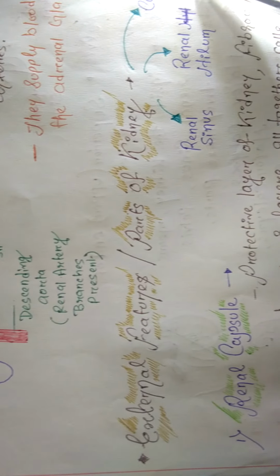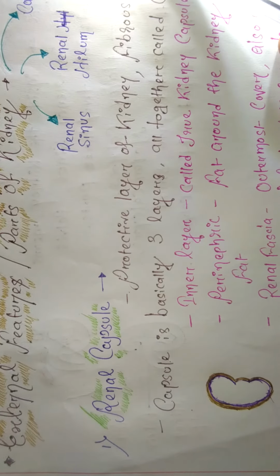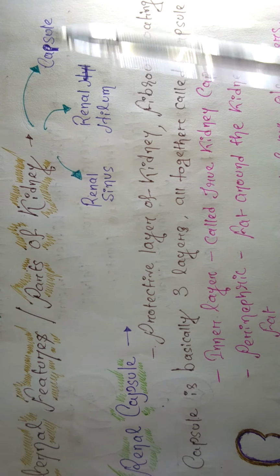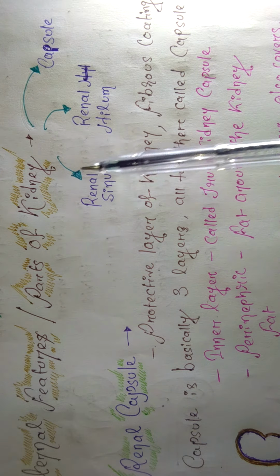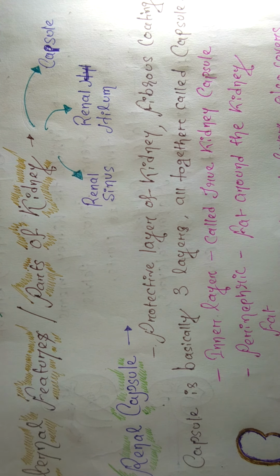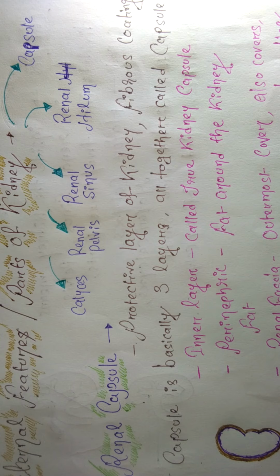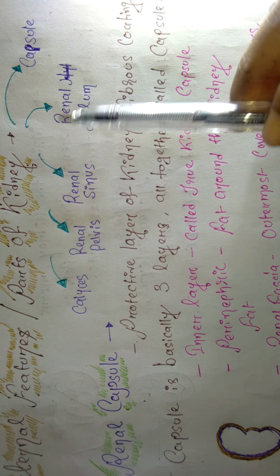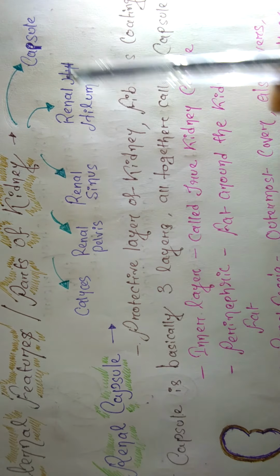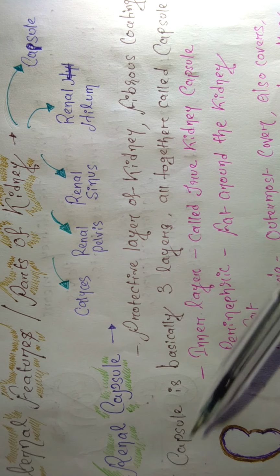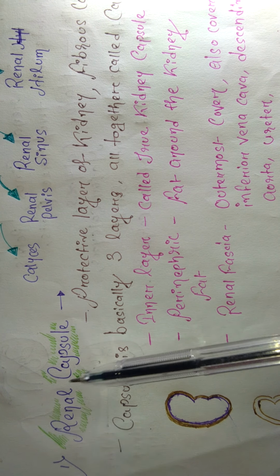I hope it's clear. Now, the external features or parts of the kidney. We have three main parts, which are the capsule, renal hilum, and renal sinus. Apart from those, we have the renal pelvis and calyces. These are the external features, the parts we can see externally. Now let's start with the renal capsule.